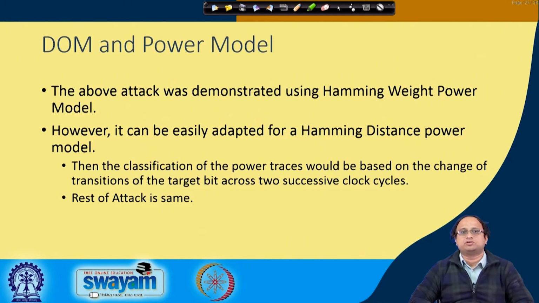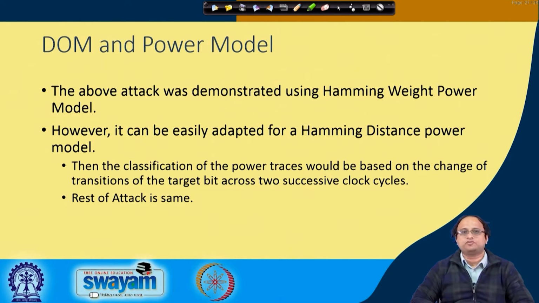The only change that you have to do is that now the classification of the power traces would be based on the change of the transitions rather than the absolute Hamming weight. So you have to calculate the Hamming weight, but the Hamming weight will be on the XOR of the present state with the previous state.